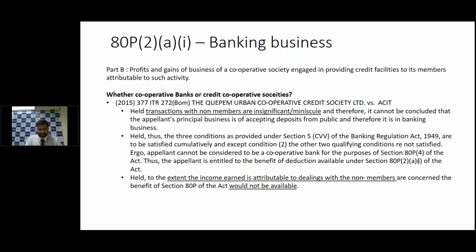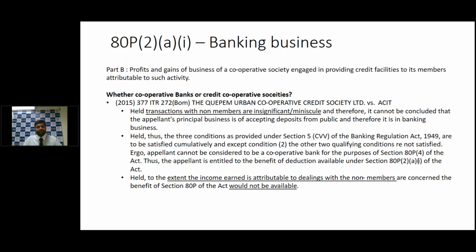Therefore, if I am only dealing with my members, I am a credit cooperative society. If I am dealing with the general public, I am a cooperative bank. Plus, under the Banking Regulation Act, a license is required to be obtained from the RBI to work as a bank. Section 7 also says that no other person, no other cooperative society except the cooperative banks shall use the term bank, and they shall not carry on banking business. Therefore, legally speaking, even if I am dealing with non-members, I cannot use the term bank, and I cannot engage in banking business as I do not have any banking license. Legally speaking, even if I deal with non-members, I am still a cooperative credit society.